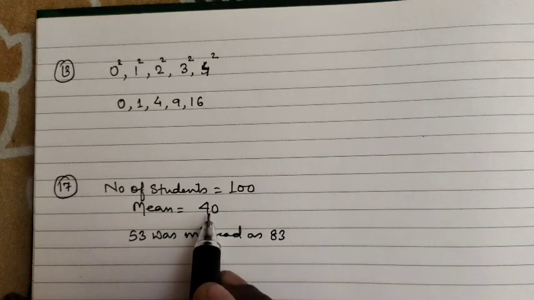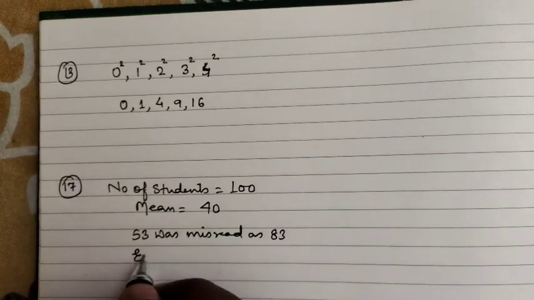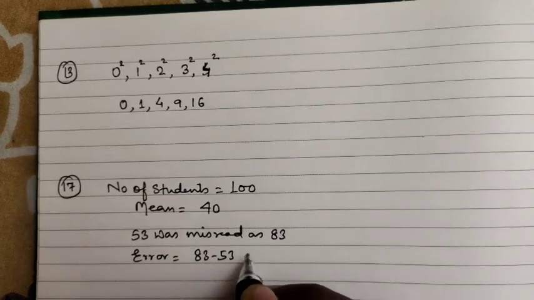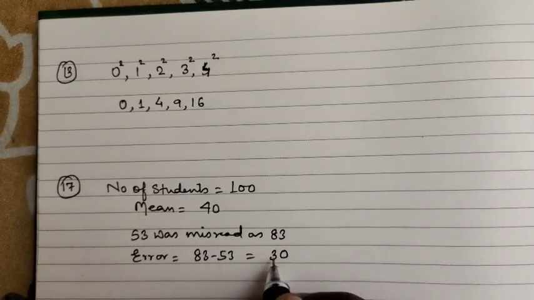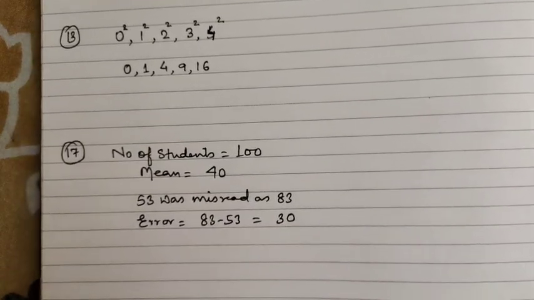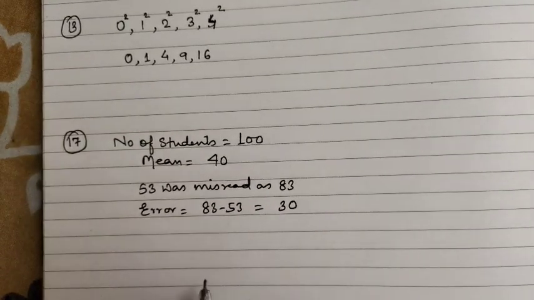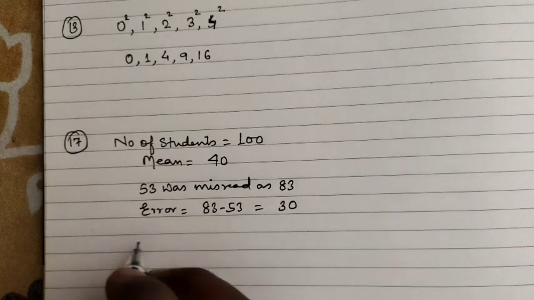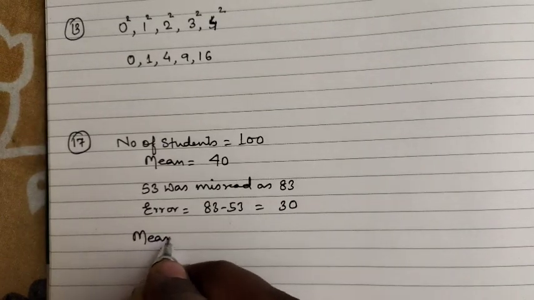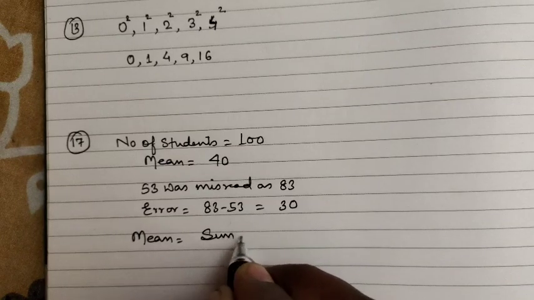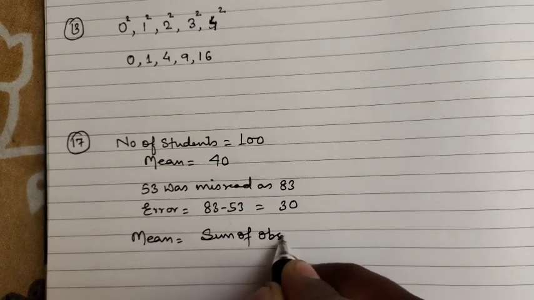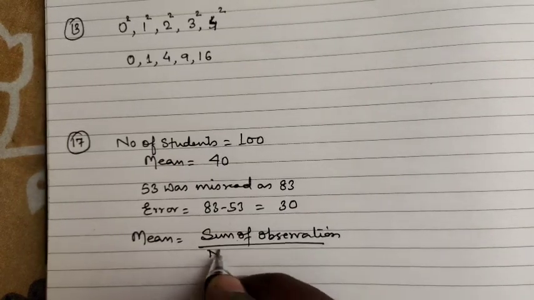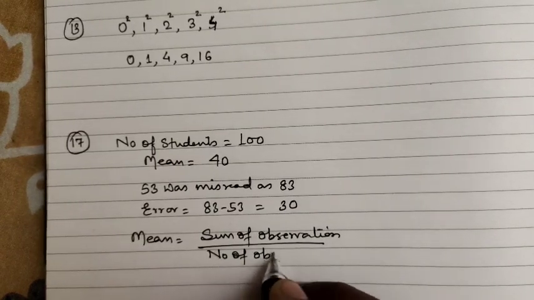So this mean will be wrong. What is the error here? Error is equal to 83 minus 53, that means the error is 30. Now we have to calculate the correct mean. The mean will change as this much error is there. Now what is the formula of mean? Mean is equal to the sum of observations divided by the number of observations.